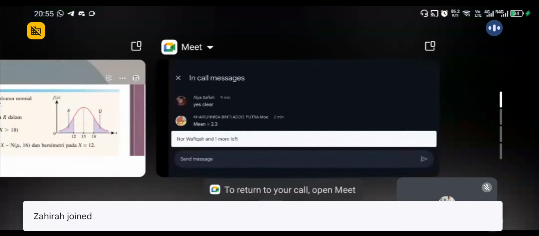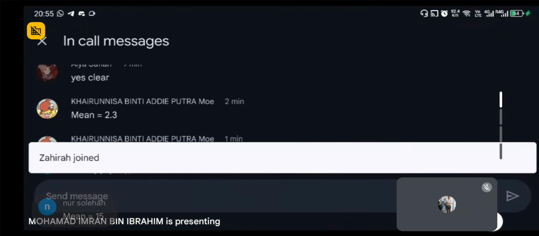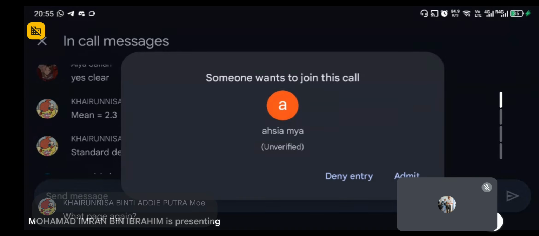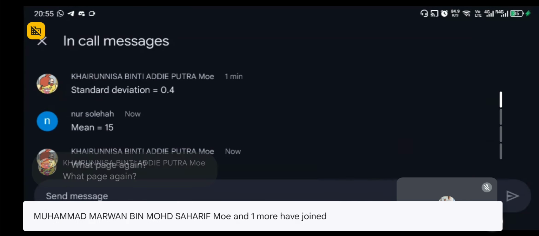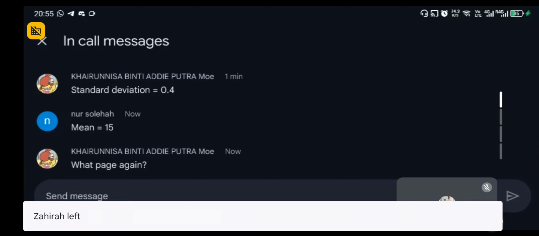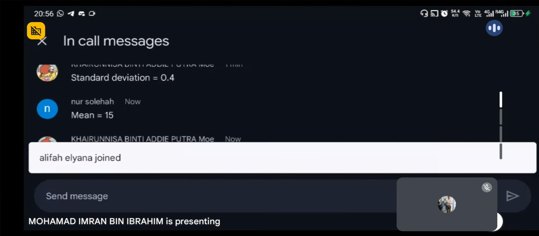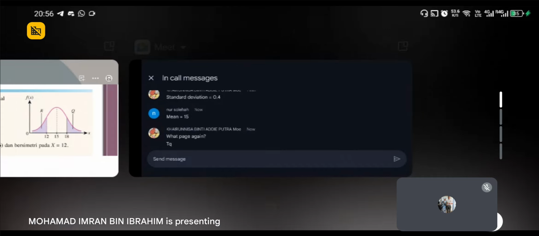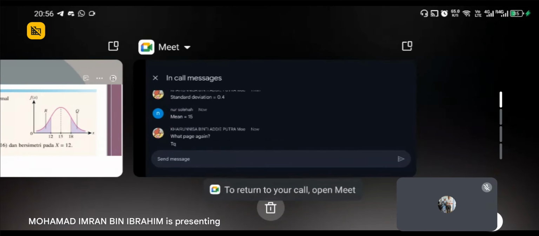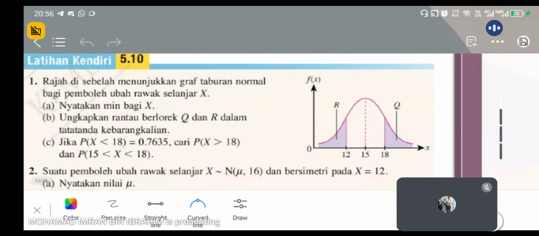In English they call it standard deviation. Yeah, correct. It's on page 168, Matematik Tambahan Form 5. Oh yeah, okay, 15. Yes, exactly. You know it, right?